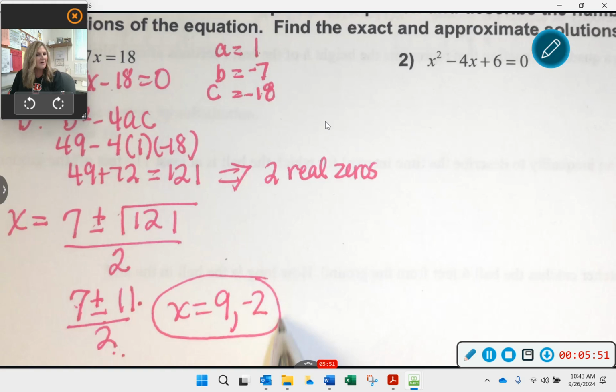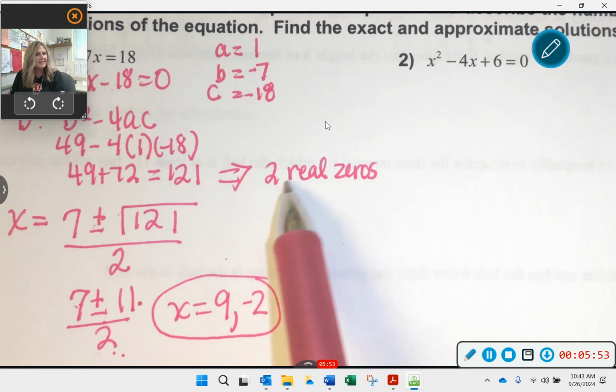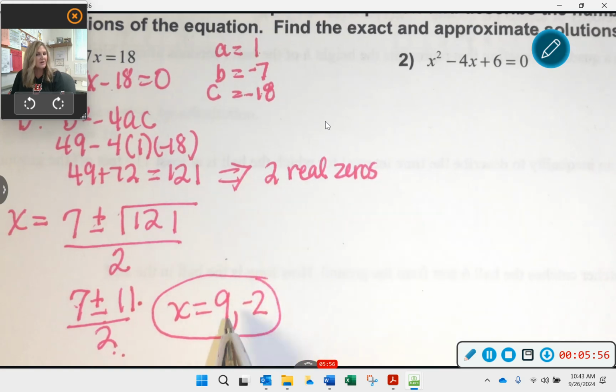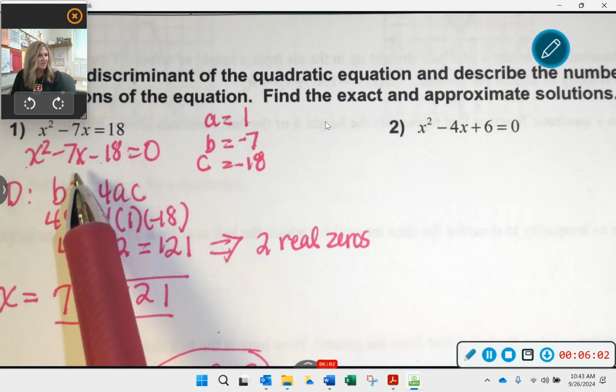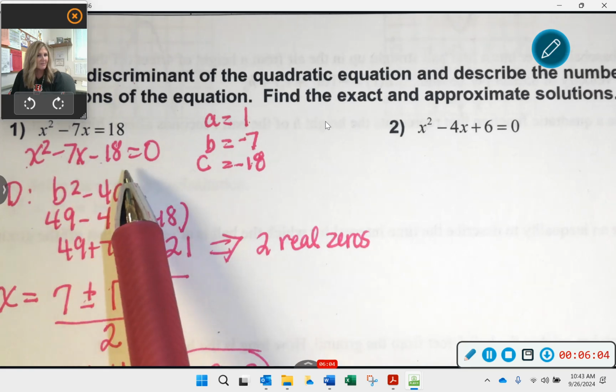Like I said, quadratic formula always works. These are our two real zeros. These would also be our x-intercepts, 9 and negative 2. If I wanted to, I could type that into my calculator and look at it.